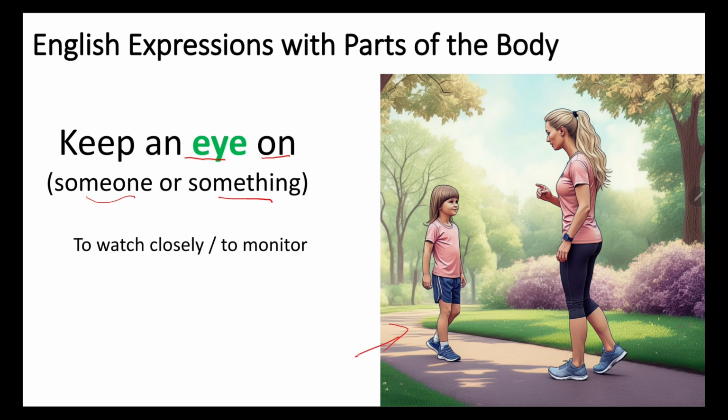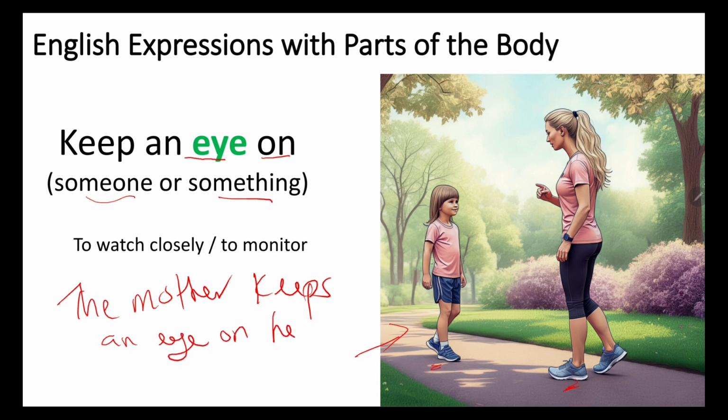If you look at this picture, this little girl is playing in the park and her mother is here to keep an eye on her so that she does not get lost in the park. Okay? Keep an eye on someone or something. So in a sentence, you would say, the mother keeps an eye on her daughter.